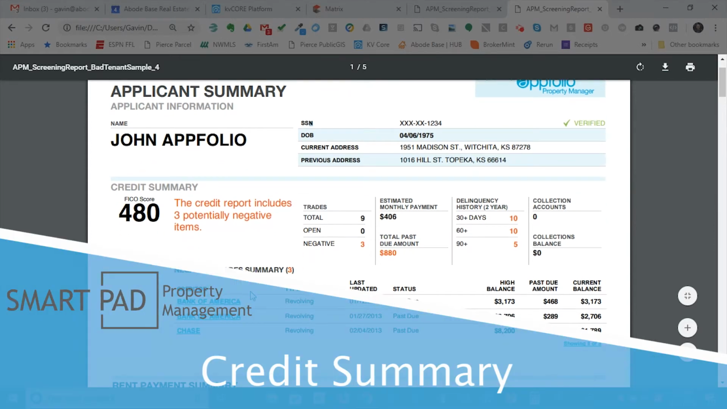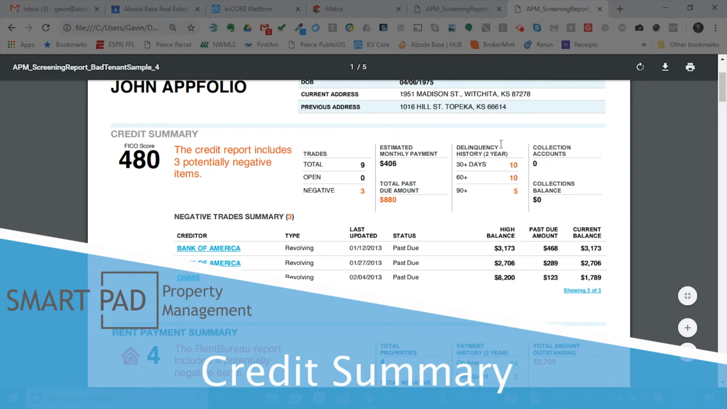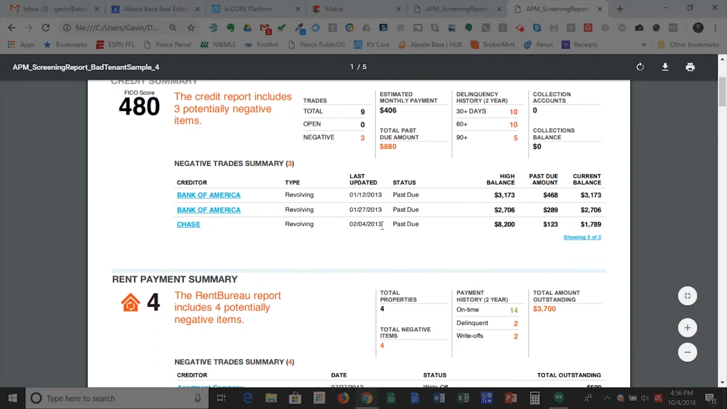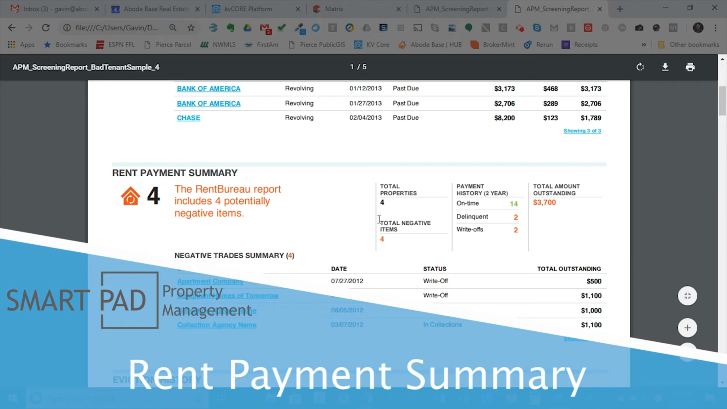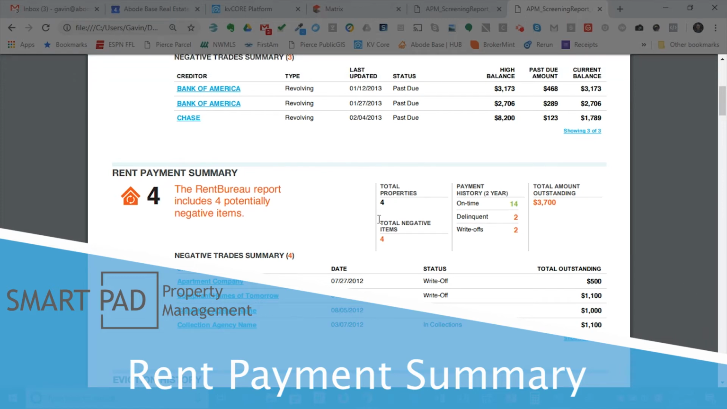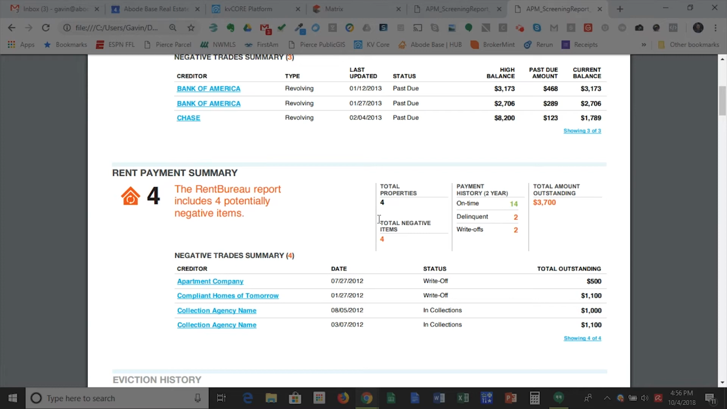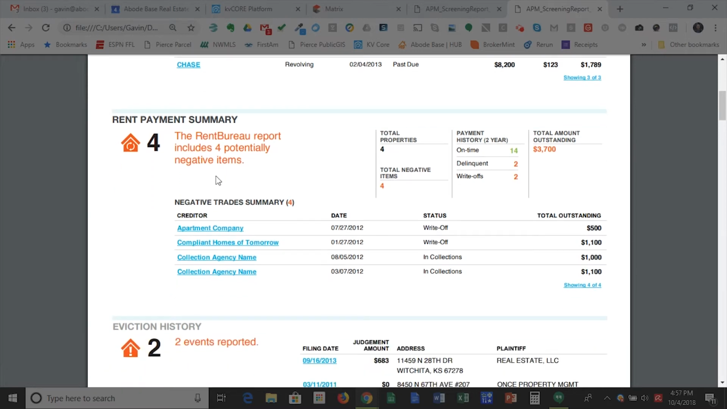Then it goes into their credit summary, shows us their negative trade lines, how many delinquencies they've had over the last 2 years, what the amounts of those negative trade lines are. From there, it goes into their rent payment summary. And this is if other landlords have been reporting their rental history to Experian Rent Bureau. For this particular person, it shows that they have 4 potentially negative items. It then tells us who those creditors were, when it happened, what the status was, and then the total amount outstanding. And importantly, it tells us when those things occurred over the last 2 years.